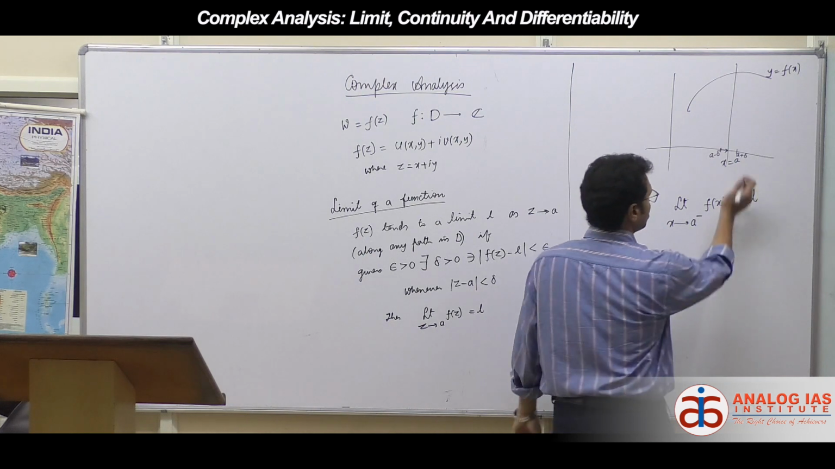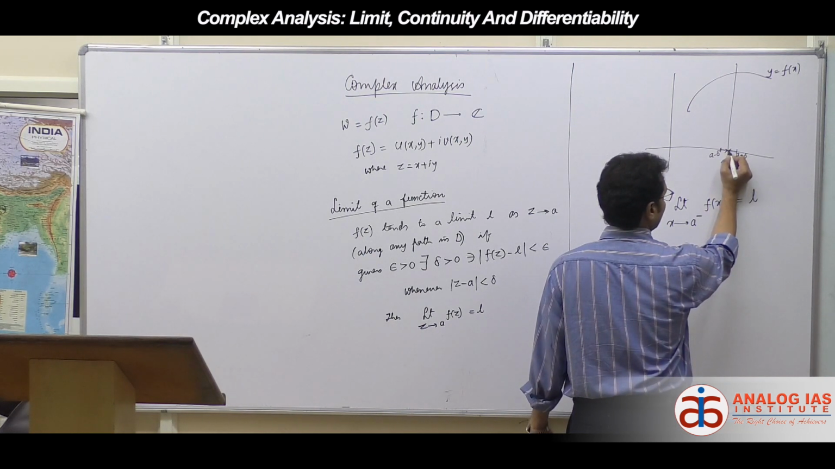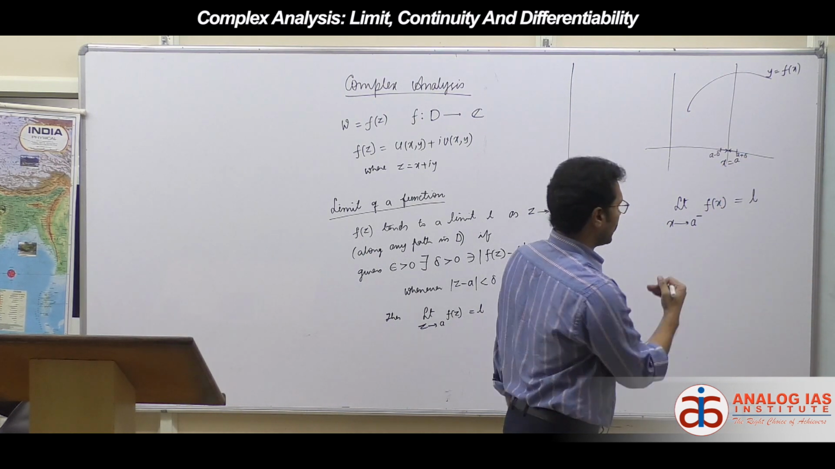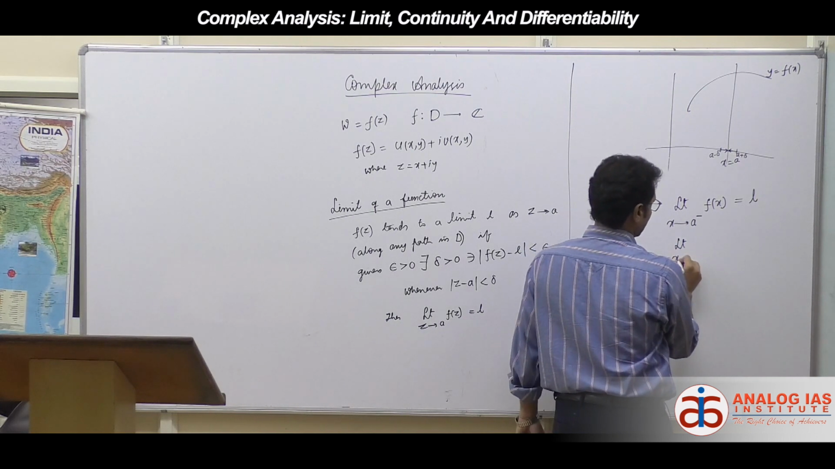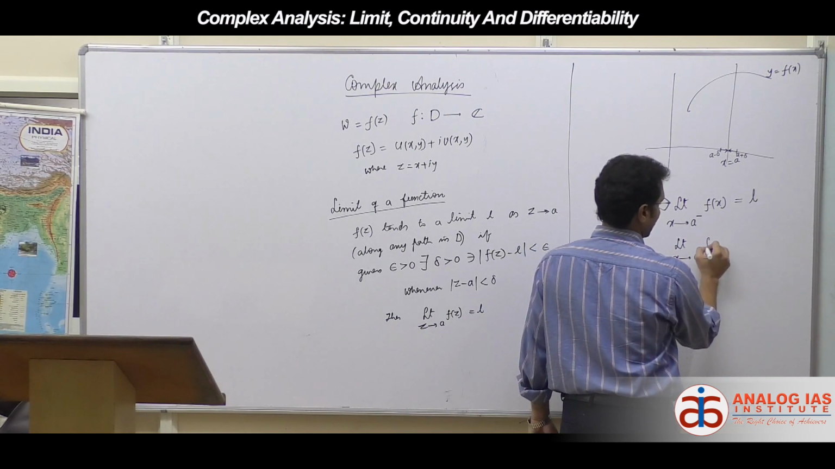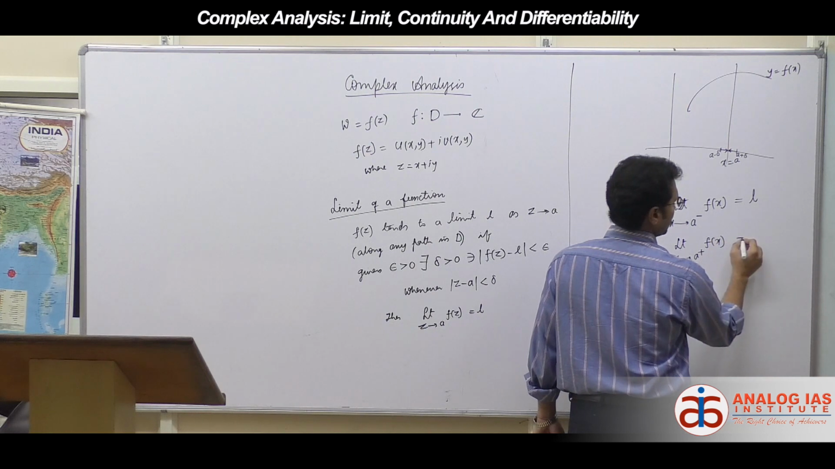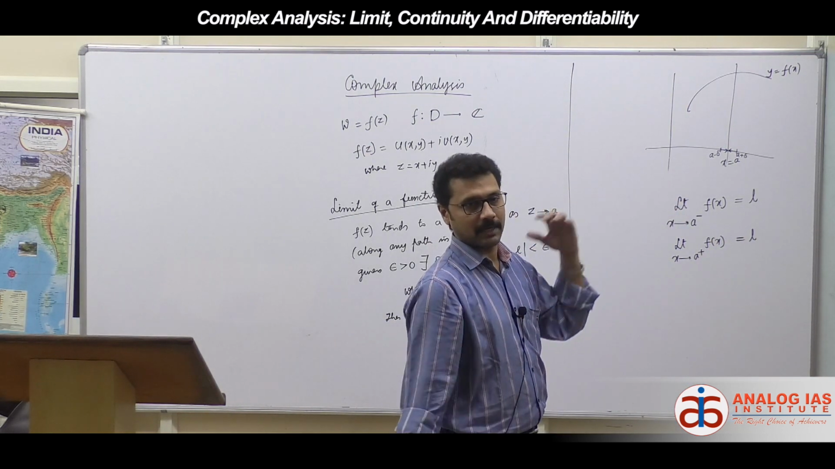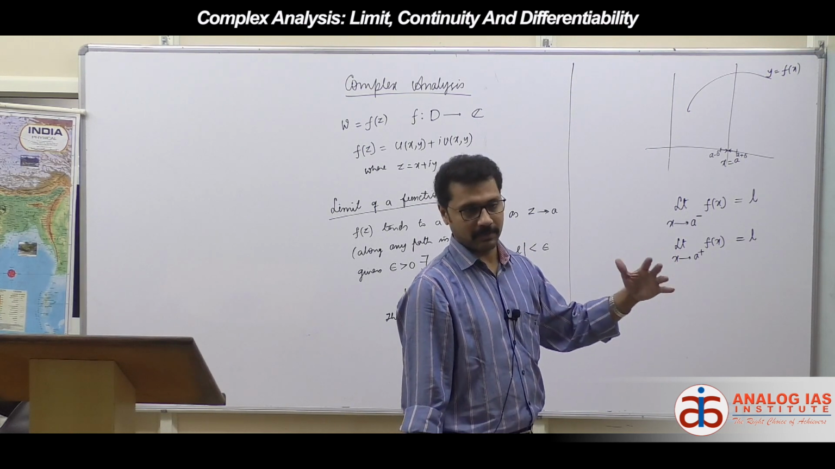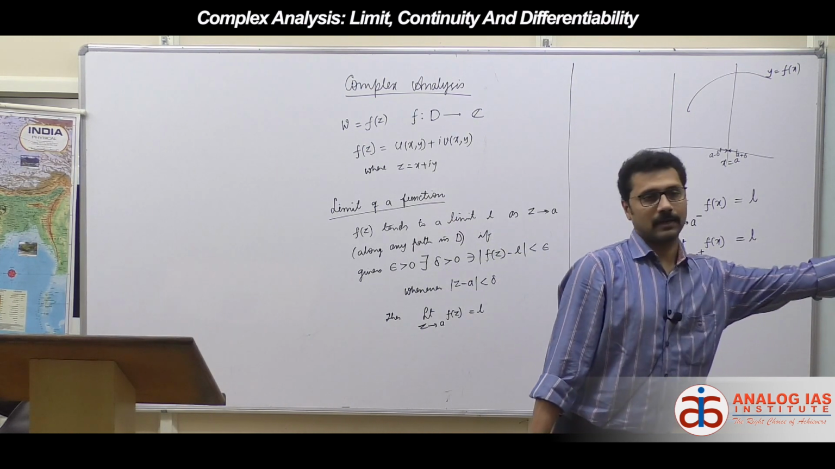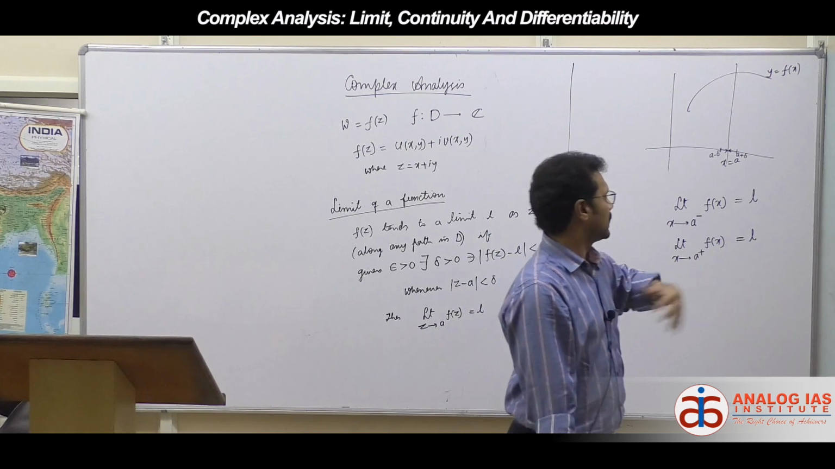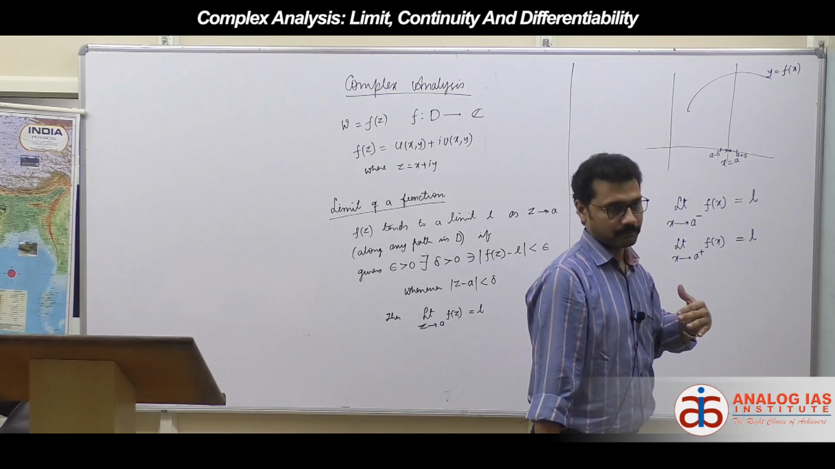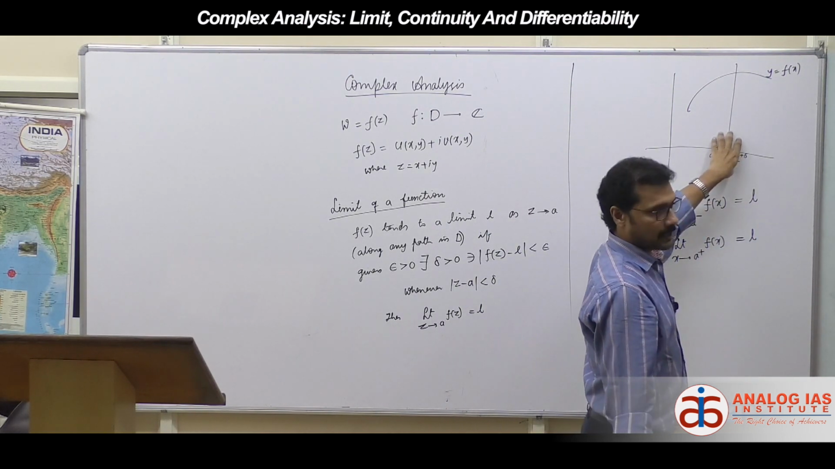Similarly, if you start from the right hand side and approach a, the limit as x tends to a plus of f of x is exactly equal to L, suppose. That means the limit from the left hand side is exactly equal to the right hand side limit, then we say the limit exists.